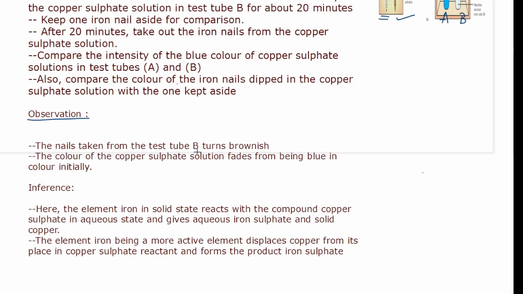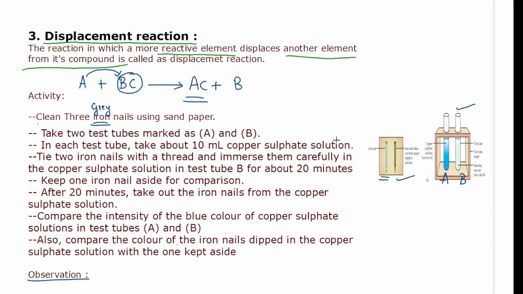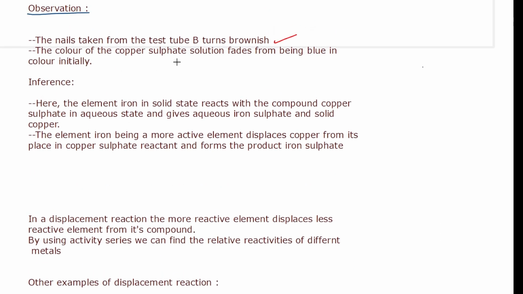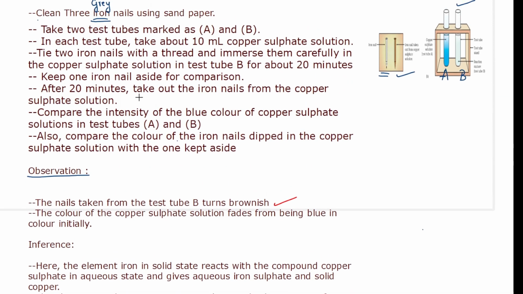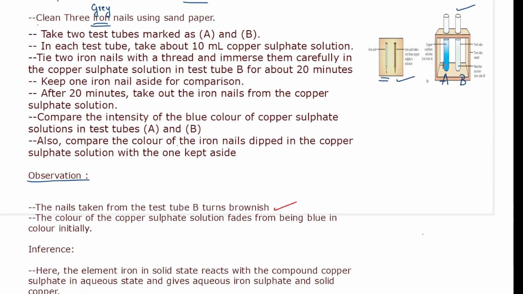The nails taken from test tube B turn brownish. The nail which is taken out from this test tube has turned brownish now. The color of the copper sulphate solution fades from being blue in color initially. You can see here initially the color of the copper sulphate solution is blue. Once the reaction takes place, the color of the copper sulphate solution starts fading, because there is a reaction taking place between iron and copper sulphate solution.